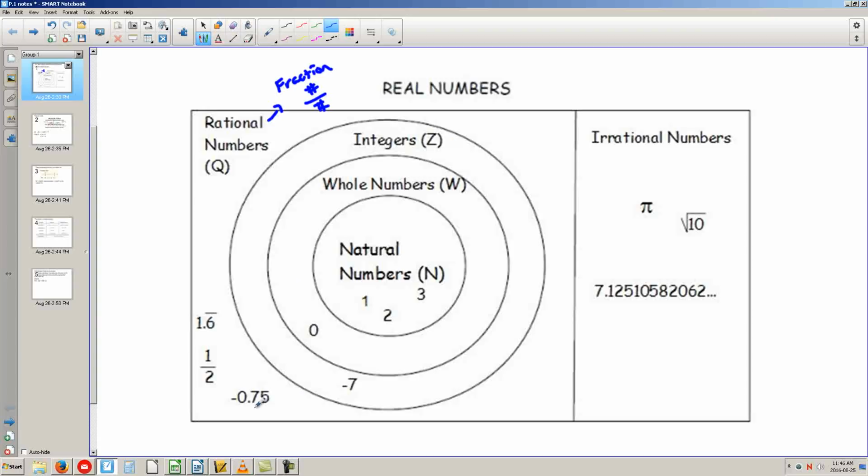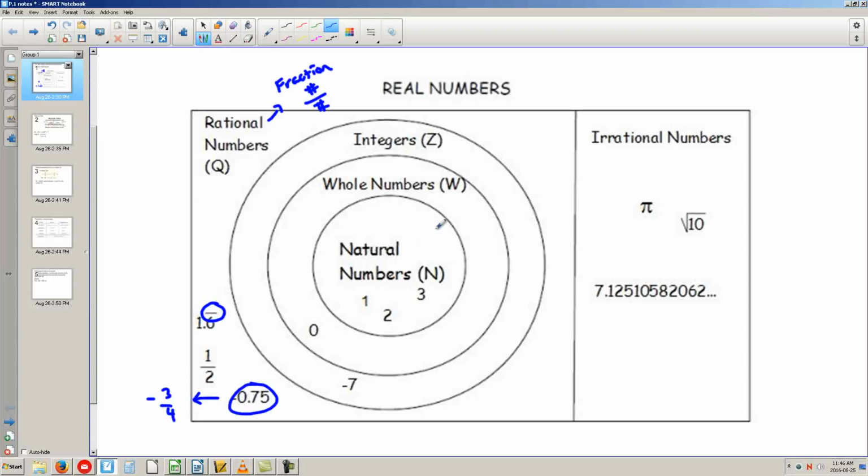Now you might say, but Mr. Welch, negative 0.75 is not a rational, or it's not a fraction, right? Well, I could write it as negative 3 over 4. Now we can see that this is a rational number. So when we talk about rational numbers, the question is, can it be written as a fraction? Typically anything with a repeating bar can be written as a fraction.